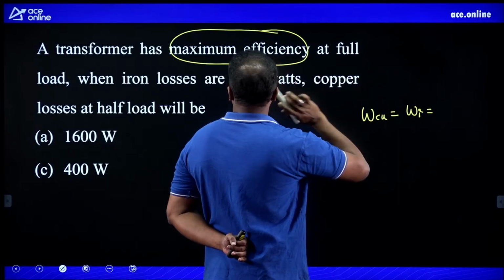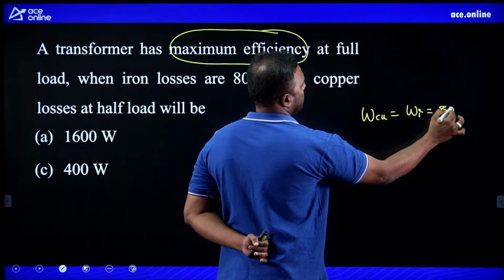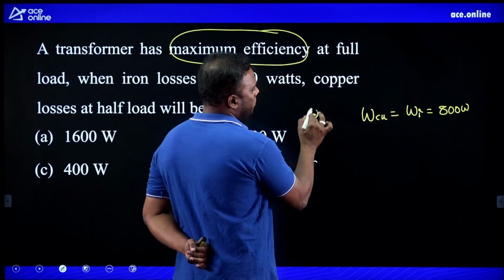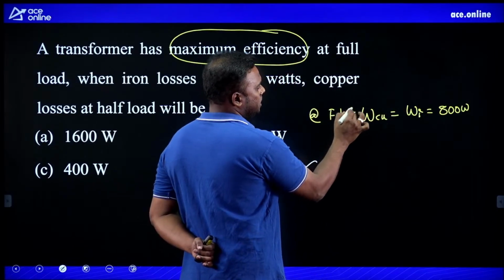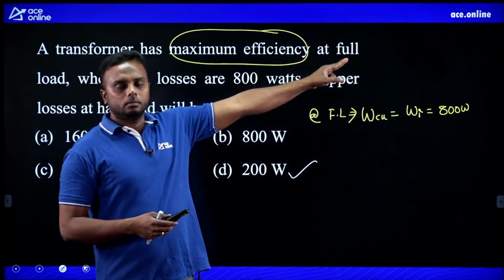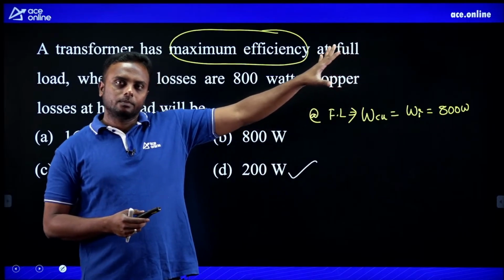What is the iron loss given? 800 watts. So the copper loss is also 800 watts. At what condition? At full load condition, given. Maximum efficiency condition is copper equal to iron. Where is it maximum? At full load. So the full load copper loss is given directly.